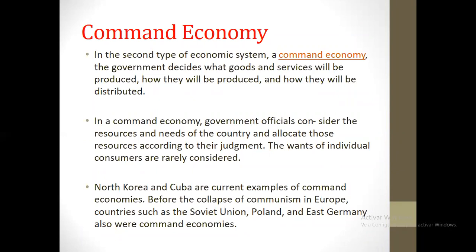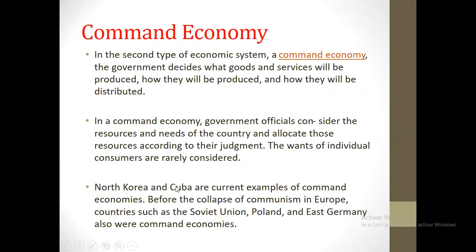Now in this command economy, the government is the one who takes action. He's the one who decides what to do, how to do it, and who's going to get the benefit of these actions, okay? In the second type of economic system, command economy, the government decides what goods and services will be produced, how they will be produced, and how they will be distributed. So they are the kings. They don't have to ask anybody what to do.